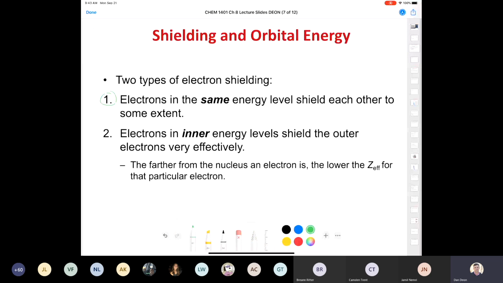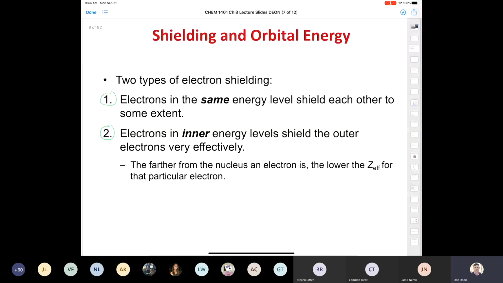You can have electrons in the same energy level shielding each other a little bit, not much, but a little bit. But then you can have inner electrons, in inner energy levels, shielding the outer electrons really effectively. The farther from the nucleus an electron is, the lower the effective nuclear charge is going to be. Okay, so let's take a look here. A picture is worth 1,000 words.